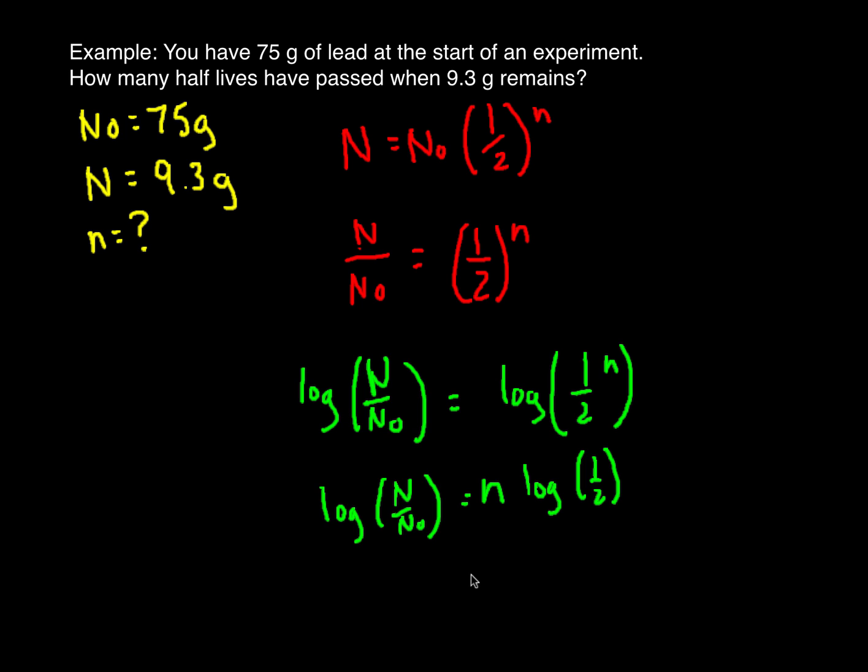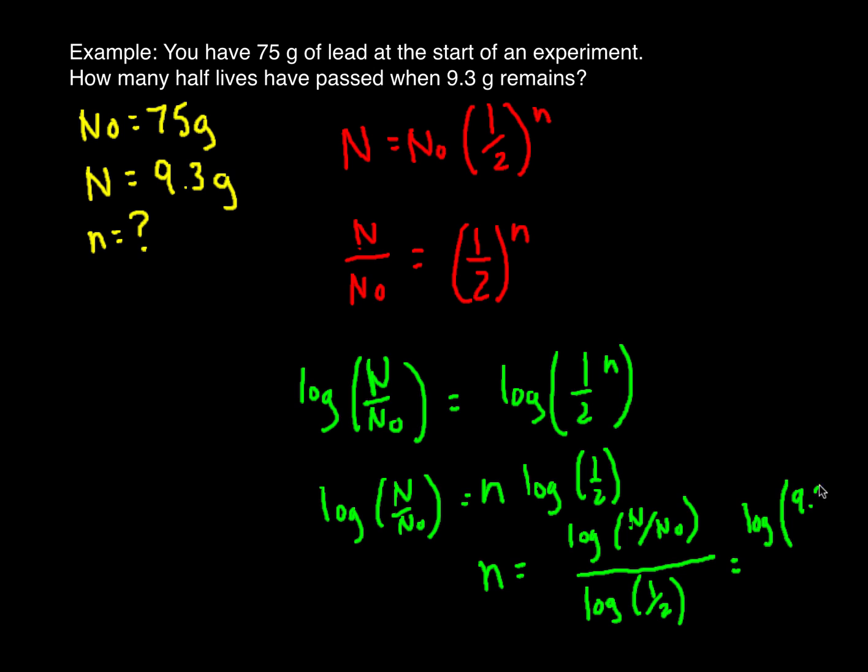Now we can rearrange for little n. Little n equals log of N over N naught divided by log 1/2. So we have log of 9.3 divided by 75 divided by log 1/2. This gives us n equals 3. So 3 half-lives have passed.